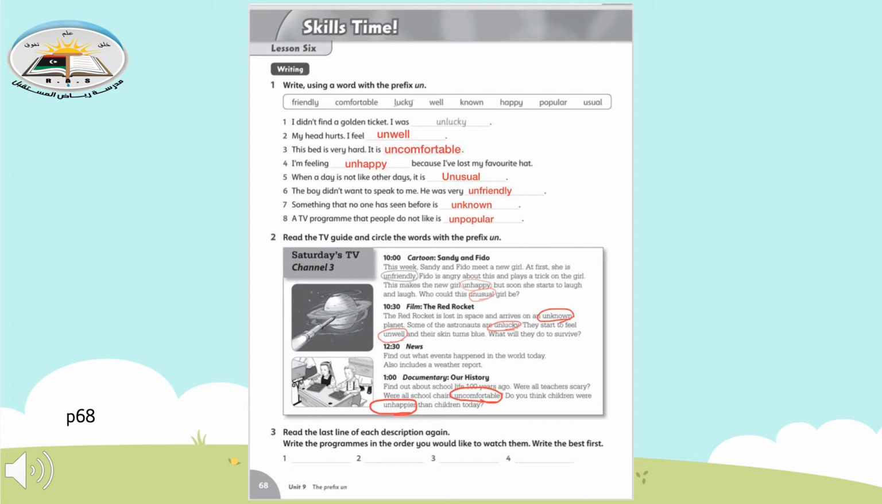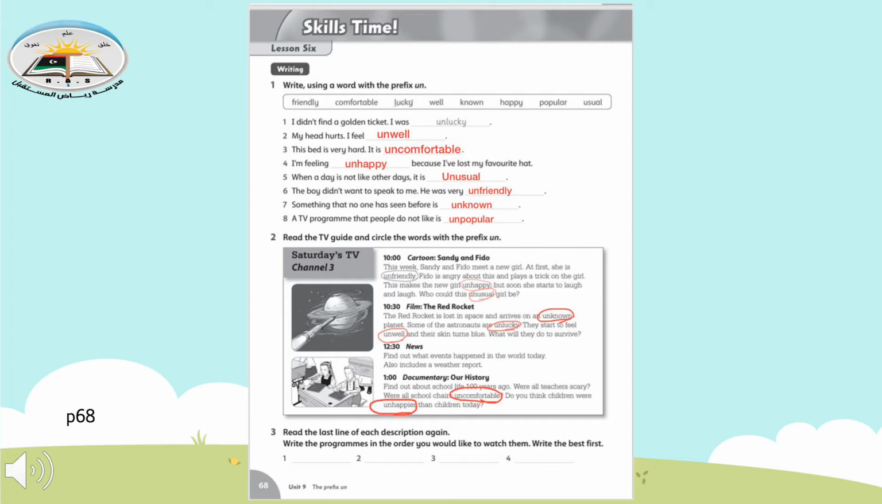Number 4. I'm feeling space because I have lost my favorite hat. I'm feeling unhappy because I lost my favorite hat. Number 5. When a day is not like other days, it is space. The answer is unusual. Number 6. The boy didn't want to speak to me. He was very unfriendly. The answer is unfriendly.